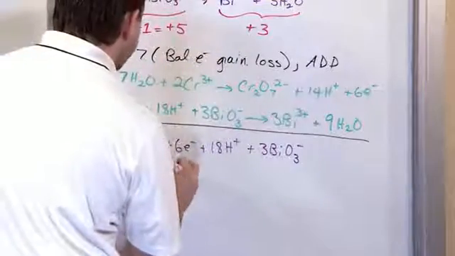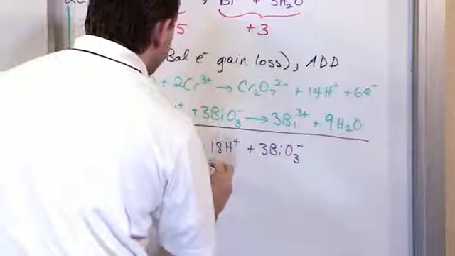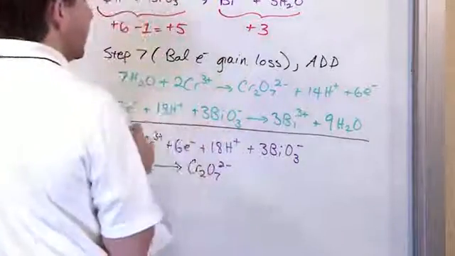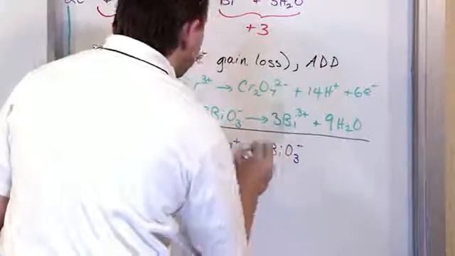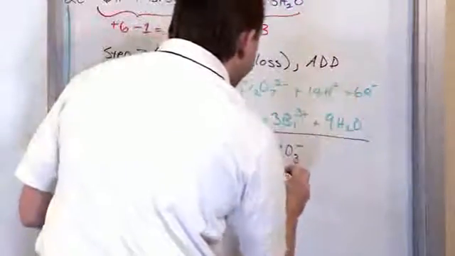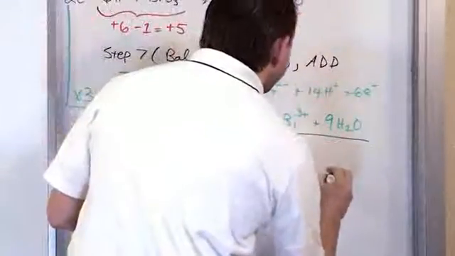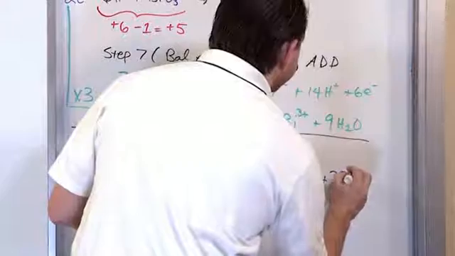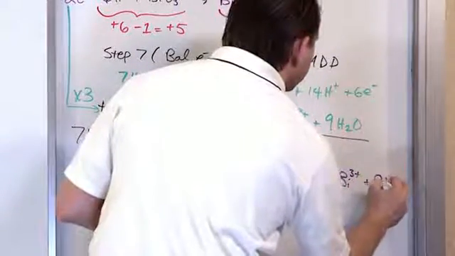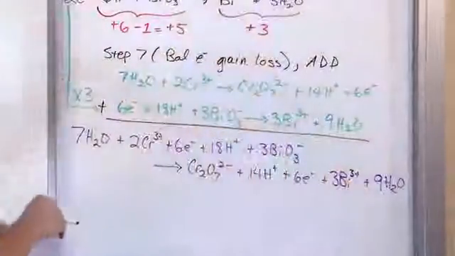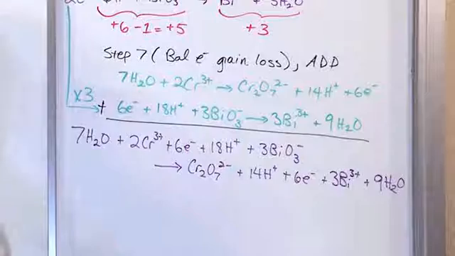So I'm going to continue the reaction on the right-hand side here. I have Cr2O7 there. I have 14 hydrogen ions here. And then I have 6 electrons here. And then I have 3 bismuths here. And then I have 9 waters. So you see, this is a lot of stuff that I have here, right? But fortunately, we're almost done.